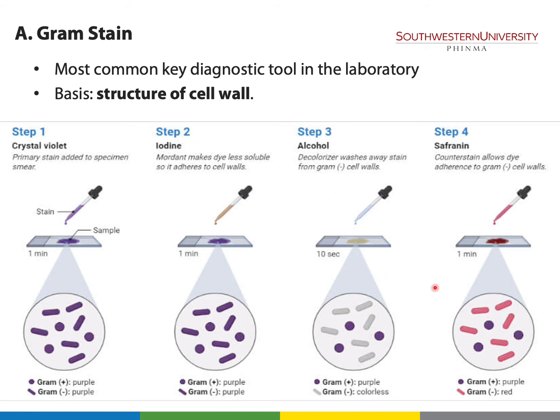So here are the steps of gram staining, how to perform it. The gram staining procedure begins with the application of a basic dye, crystal violet. A solution of iodine is then applied, which serves as your mordant. All bacteria will be stained blue at this point in the procedure, after which the cells are treated with alcohol as decolorizer.